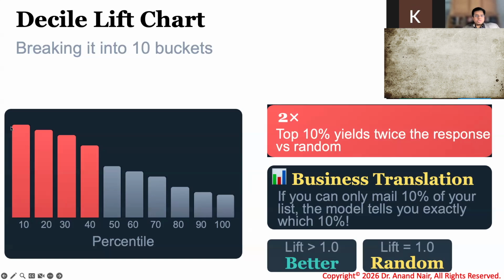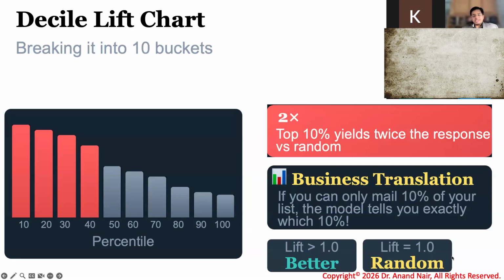on the y-axis, suppose it indicates a lift of 2, because this y-axis should have numbers like 1, 2, etc. So if it's 2 here, or 1.5 or 1.4, whatever that number is, if it was 2, it would mean that the top 10% yields twice the response versus randomly picking 10% of your customers. So if you create a model and choose customers based on the model prediction, the top 10% of them will be 2 times more likely to respond than had you chosen on a random basis.